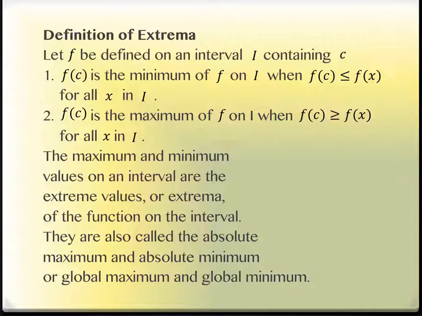f of c is called the minimum of f on I, when f of c is less than or equal to f of x for all x in I. And f of c is the maximum of f on I, when f of c is greater than or equal to f of x for all x in I. The maximum and minimum values on an interval are the extreme values, or extrema. So extrema means maximum or minimum, both, of the function on the interval.